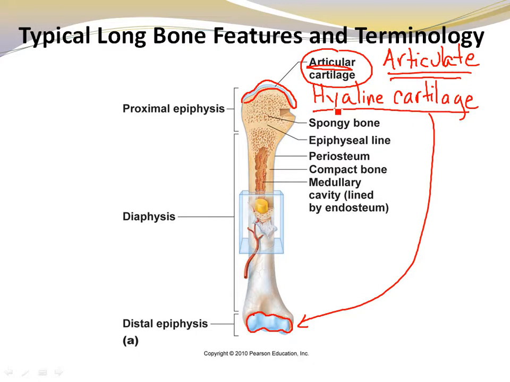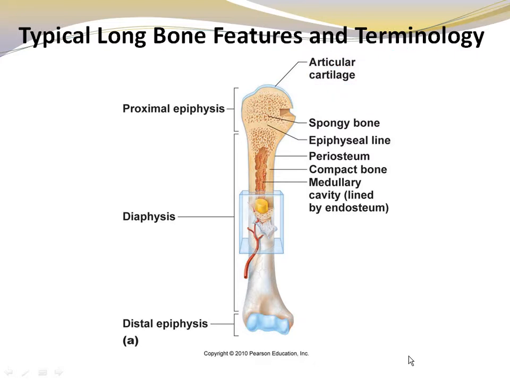Where have you seen hyaline cartilage before? The next time you're chewing on some fried chicken, you've got that gristle on the end of the chicken bones. That's articular cartilage, which is composed of hyaline cartilage, the gristle. You know it as gristle. Okay, what else have we got going on here that we need to talk about now?